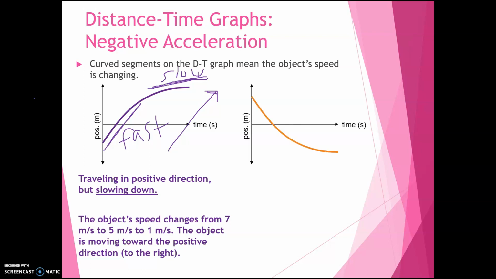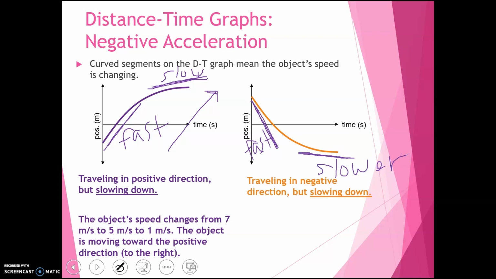All right. Now looking at this graph, as we can see, the object first has this very steep slope. So again, meaning a fast speed. Then it kind of levels out. The slope is much shallower, so it's slower. So if we're going from fast to slow again, that means that we are also slowing down in this scenario. But we are now traveling in the negative direction. So we have this negative slope. The object's moving to the left.